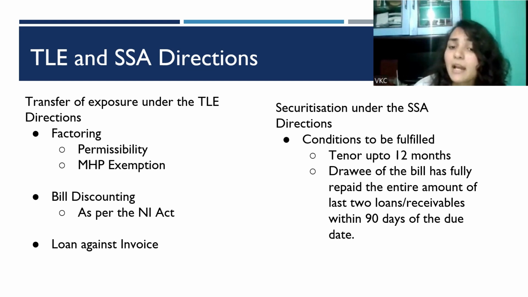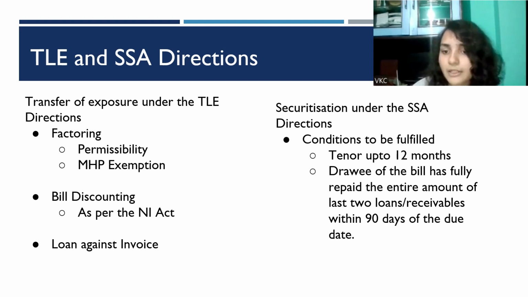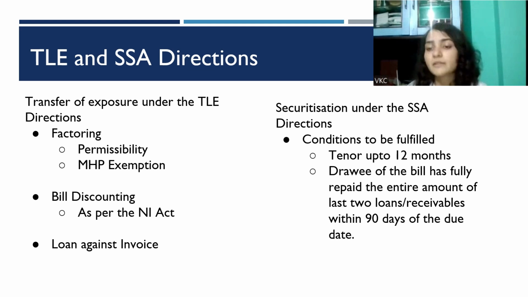Now, the question may arise: how will the minimum holding period requirements be fulfilled? Generally, the TLE directions mandate a minimum holding period requirement for loans. That is a minimum period for the loans to stay in the books of the originating financial institution. For loans with tenure of 2 years or less, the period is 3 months. So, due to the short tenure of trade receivables, fulfilling this minimum holding period requirement can be challenging, right?